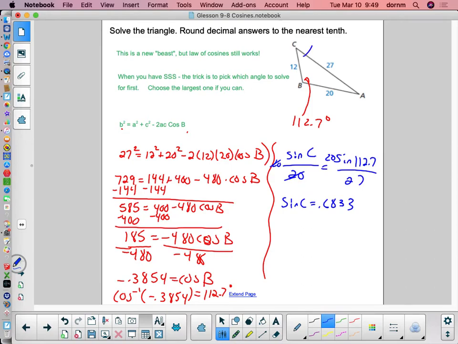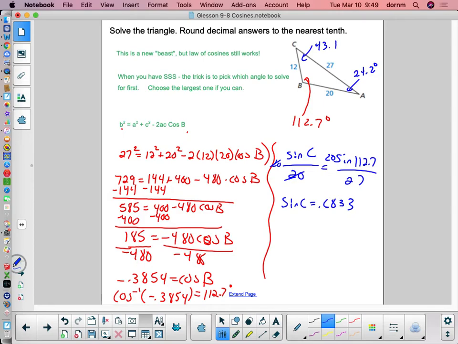So C is 43.1, and then 180 minus 43.1 minus 112.7. This angle is 24.2. And I've got all of my angles.